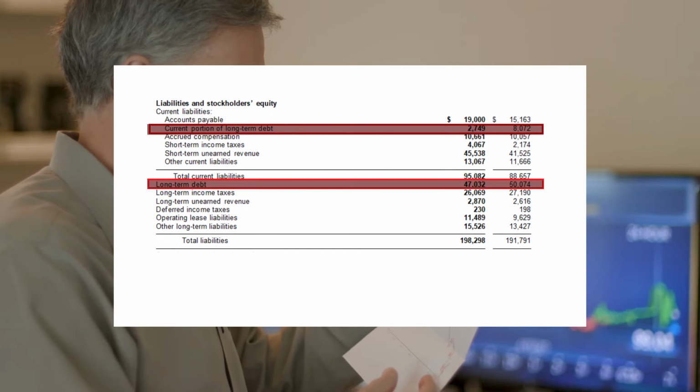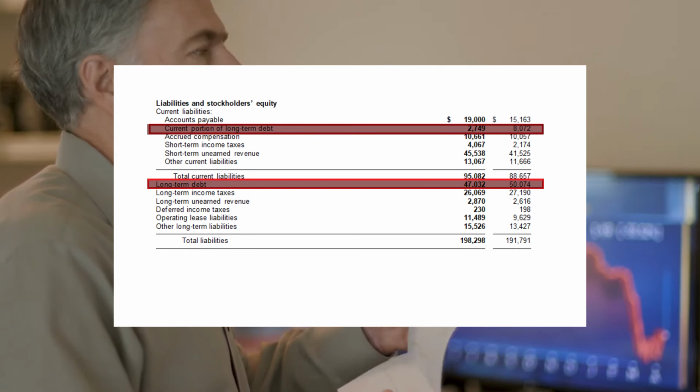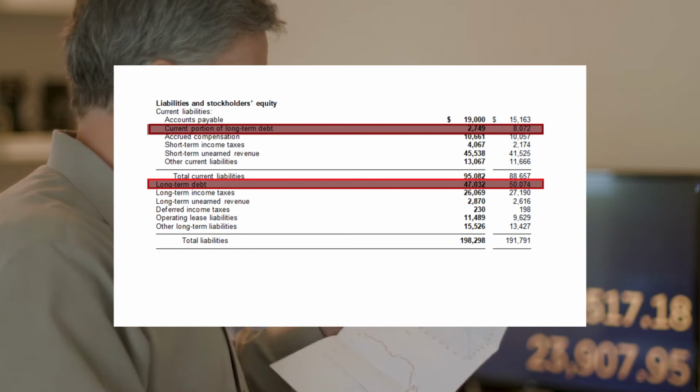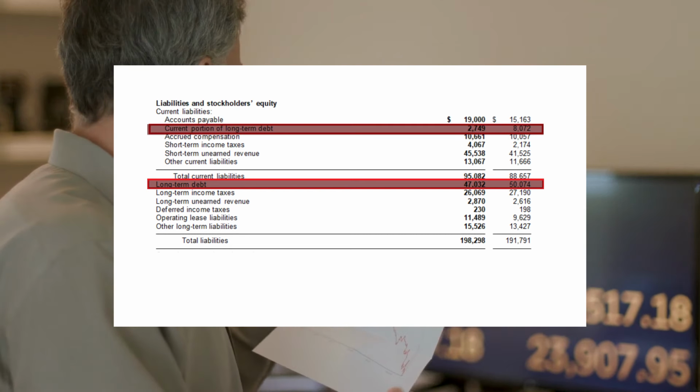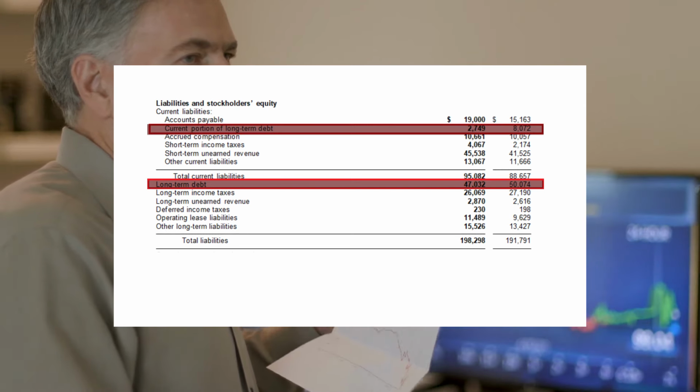Let's now talk about debt. Microsoft has 2 line items related to debt on its balance sheet: current portion of long-term debt and long-term debt. The first one refers to the portion of long-term debt due within the next year, while long-term debt is debt due more than a year from now.